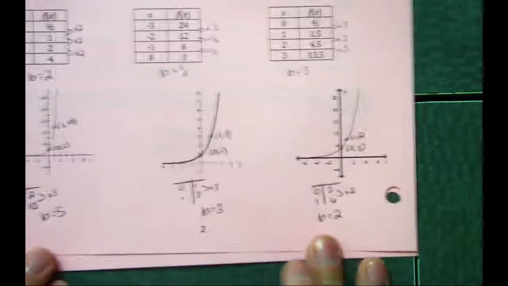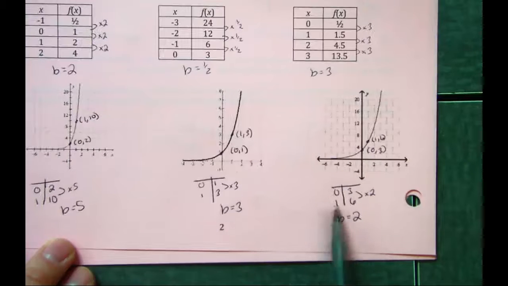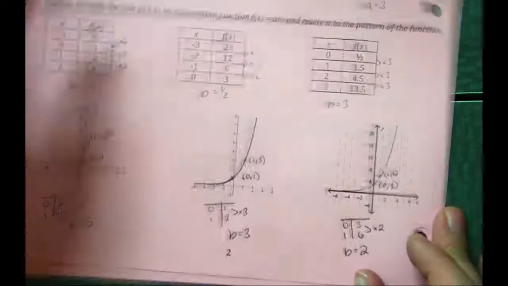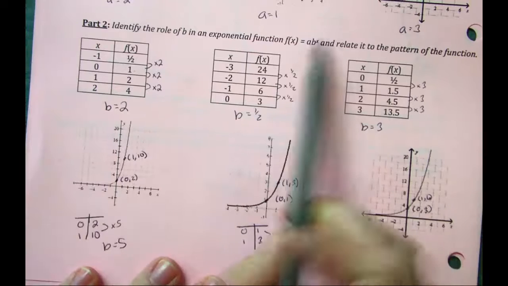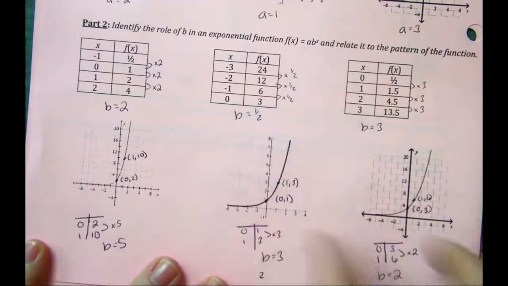But it is very important that your x values always count by a positive 1. Otherwise, you're going to get a crazy pattern over here all messed up. So now that we have the a value, the y-intercept, and the b value that comes from the pattern, we can put those together as a and b to write the function, and that's what part 3 is.